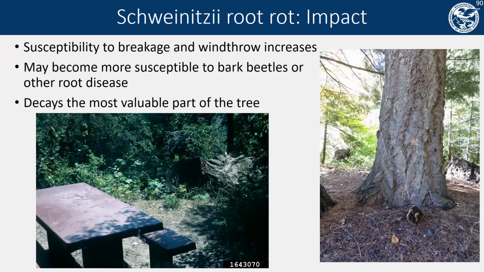So its main impact is that it weakens the tree, and the tree is more likely to break or be blown over in a windstorm. Additionally, because it weakens the tree, it's more susceptible to bark beetles or other root diseases that can quickly kill it and push it over the edge. And then it decays the most valuable part of the tree.